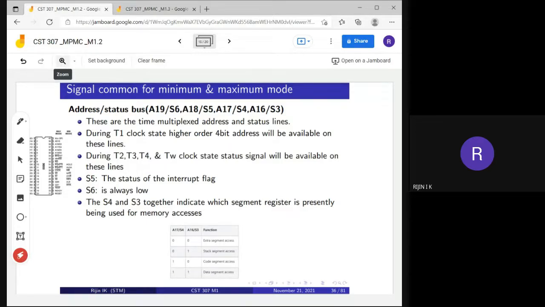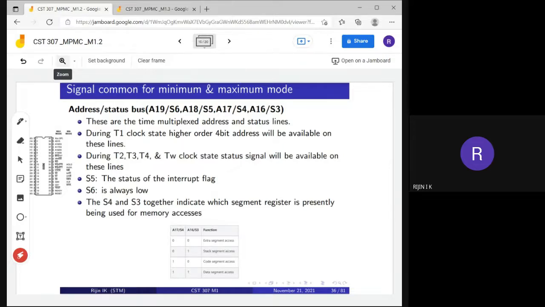Anybody? What are the different segment registers? Nivedya. Sir, code segment register, data segment register, extra segment register. One more segment register is the stack segment register. Correct.